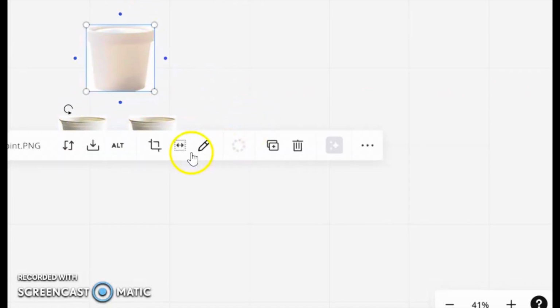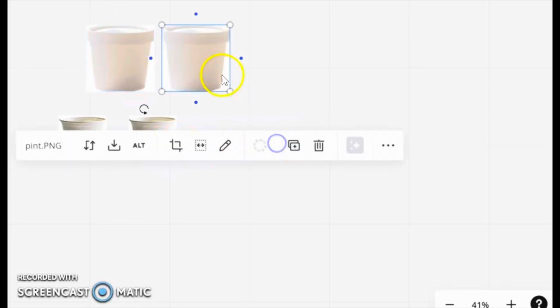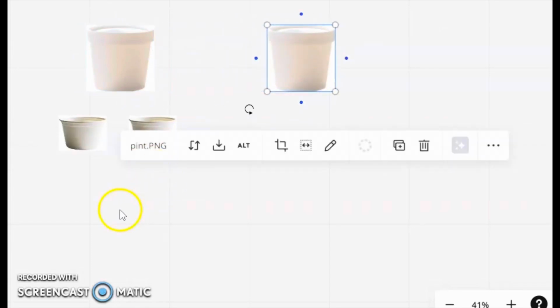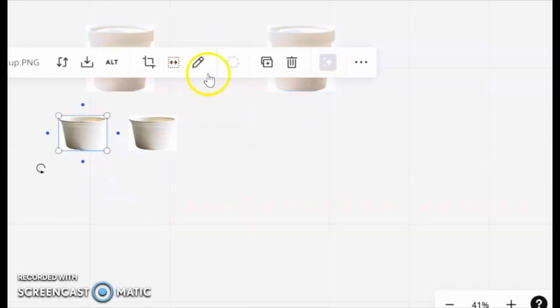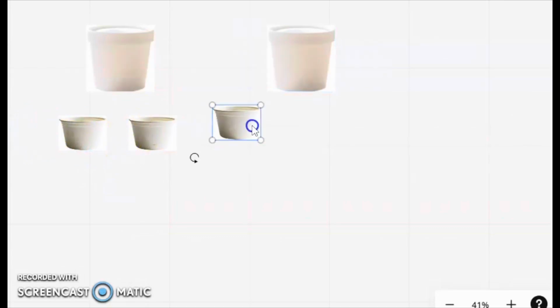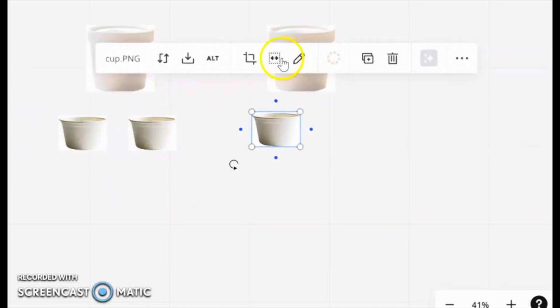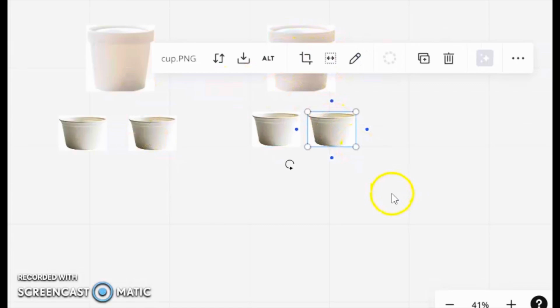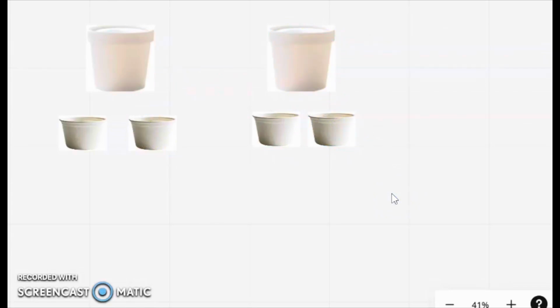So let's look at the math behind this. We know that our unit rate is that 1 pint is equal to 2 cups. So then if we have 2 pints, how many cups would that be equal to? Well, for each pint, we would need 2 cups. So if we had 2 pints, then that would be equal to 4 cups.